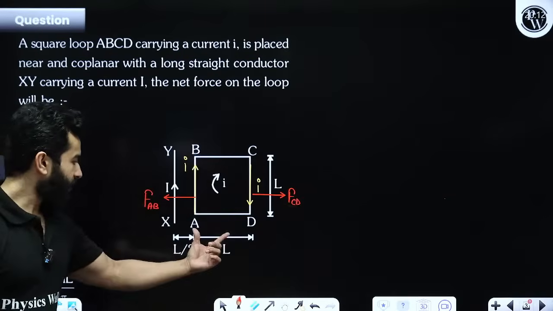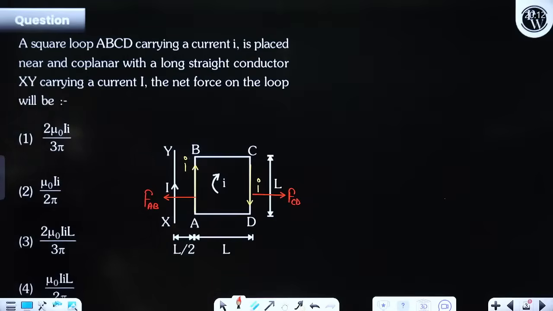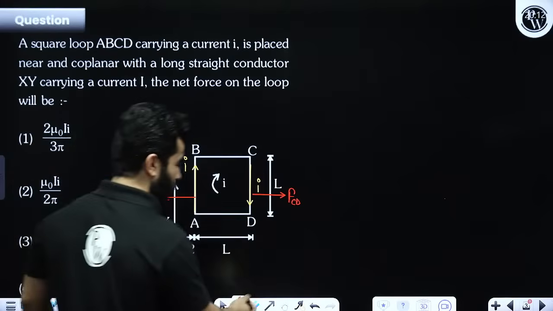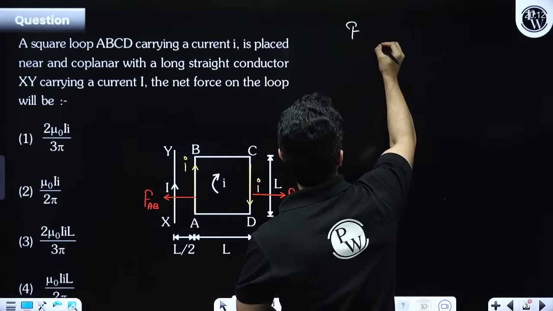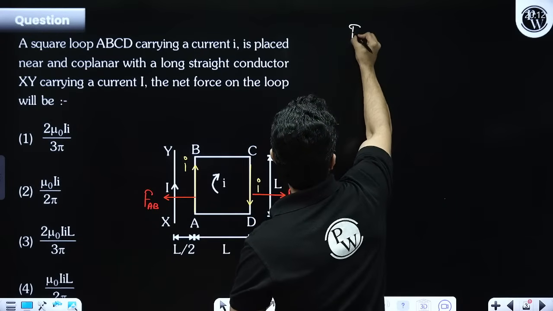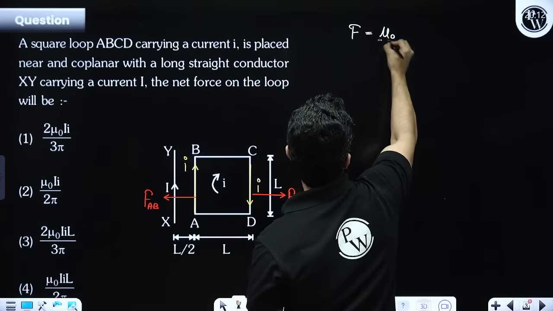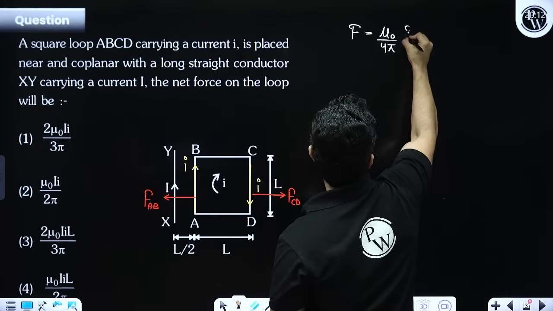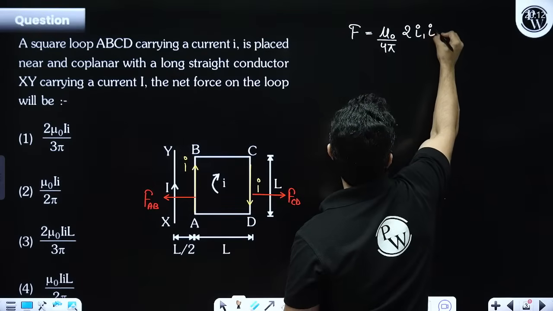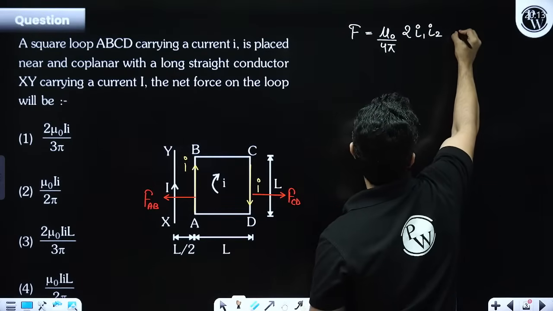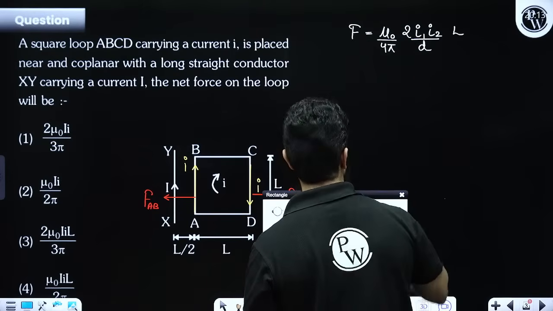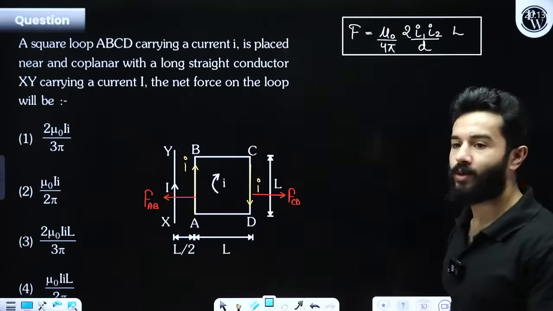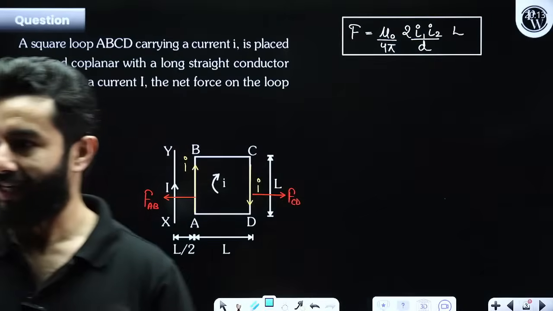This length is L. So this length is also going to be L, because they have said that it is a square, है ना? It is a square loop. Clear? So use the formula of F equals to mu naught upon 4 pi 2 I1 I2 multiplied by L divided by D. You can use this formula and remember this also. Okay? This is a very important formula. Force acting between two parallel current carrying wires.